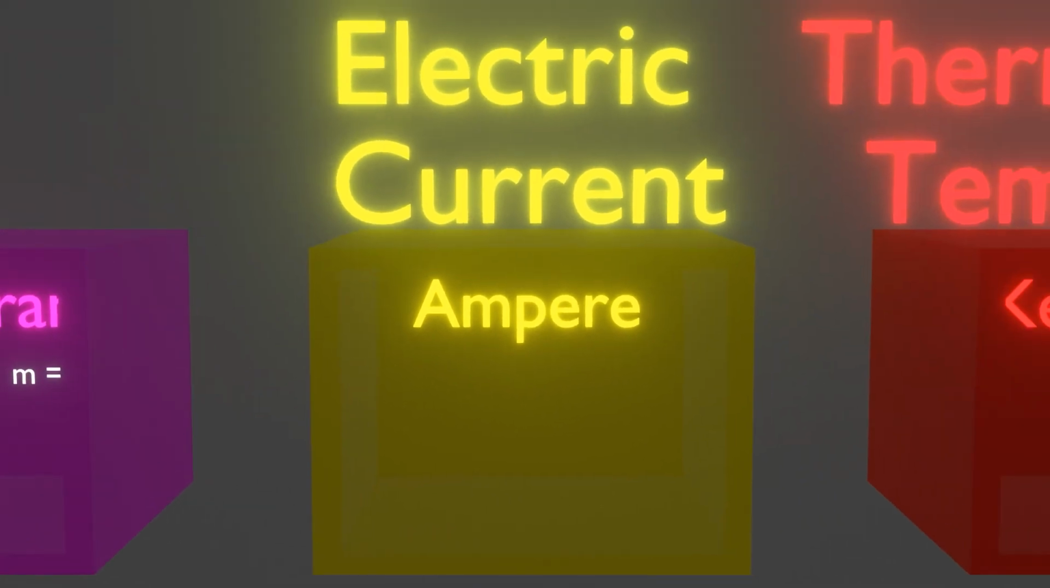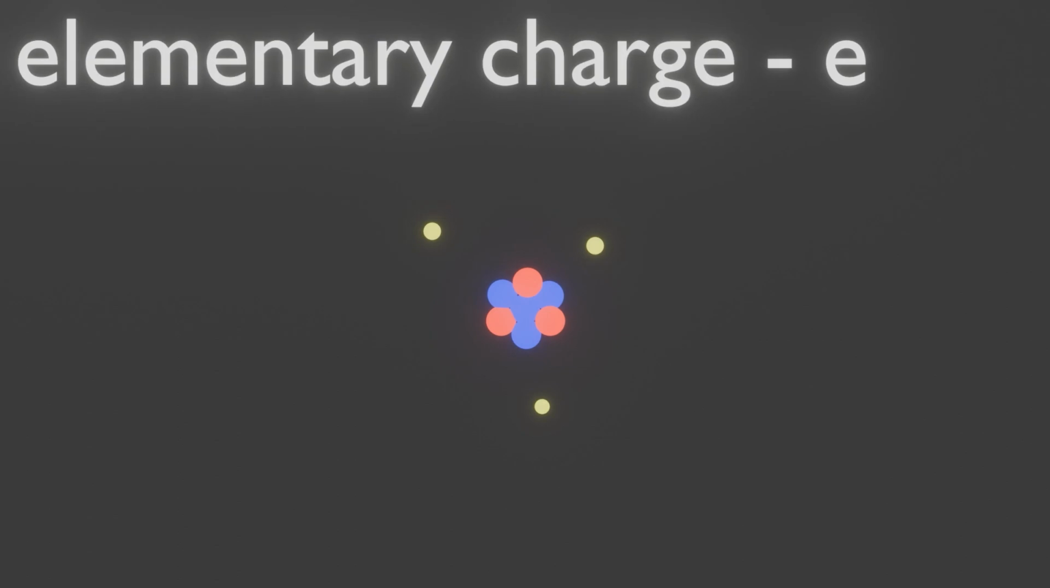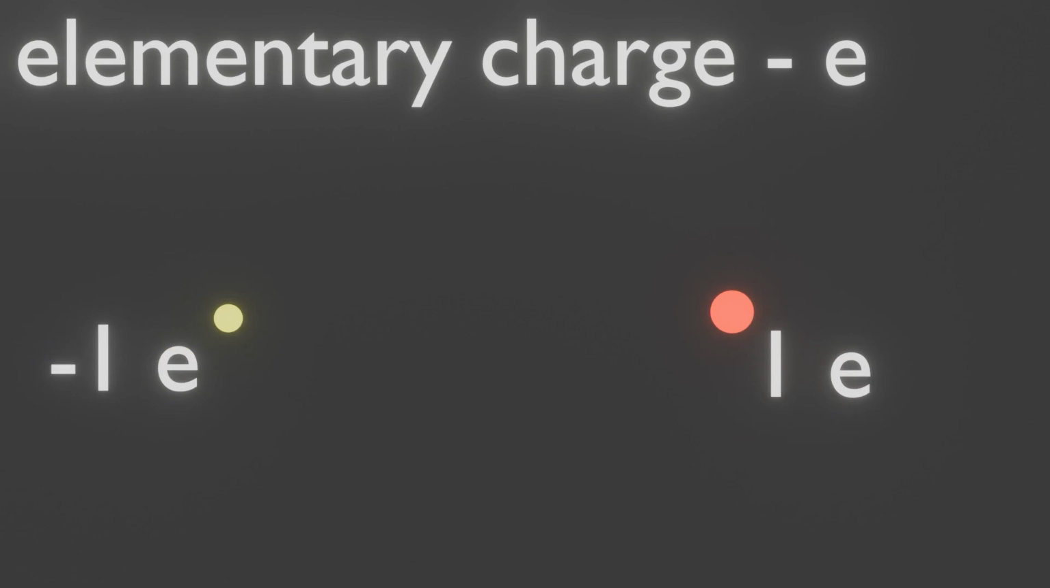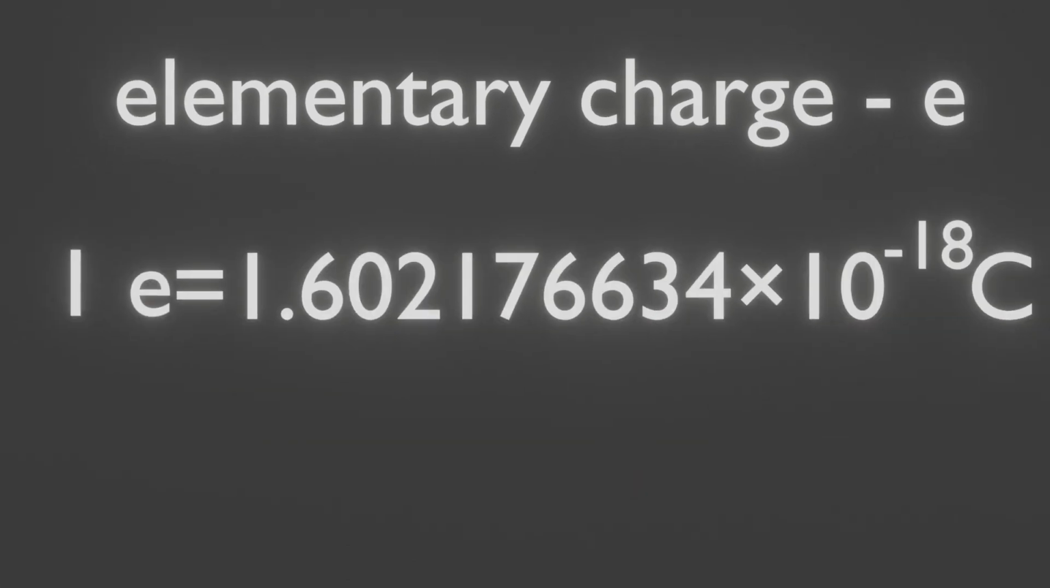Next, electric current and ampere. As always, we'll start with the constant. That is the elementary charge E. E is the electric charge of a proton or electron. They have the same charge, just proton is positive and electron is negative. This charge is absolutely minuscule and comes out to a tiny amount of coulombs.